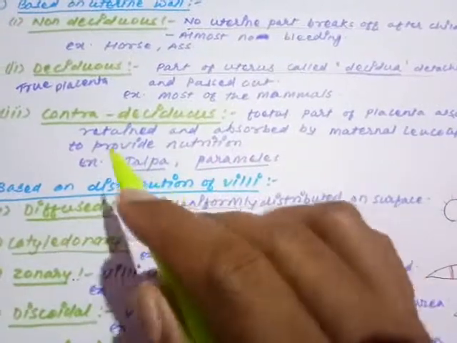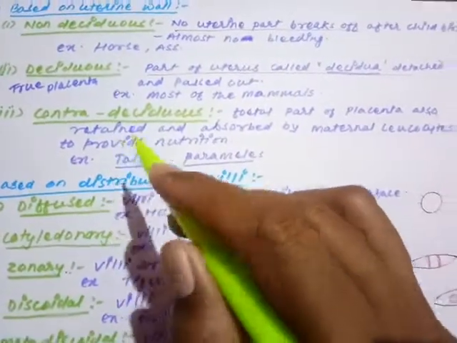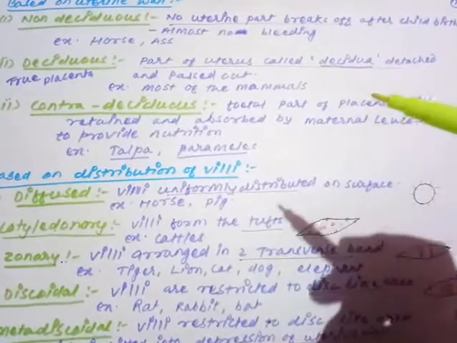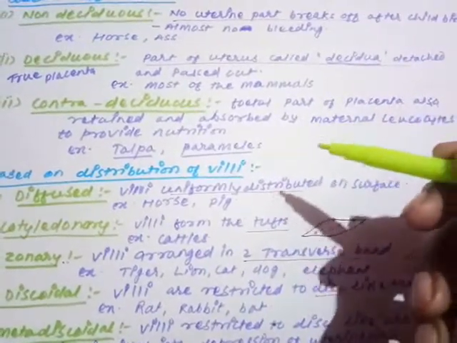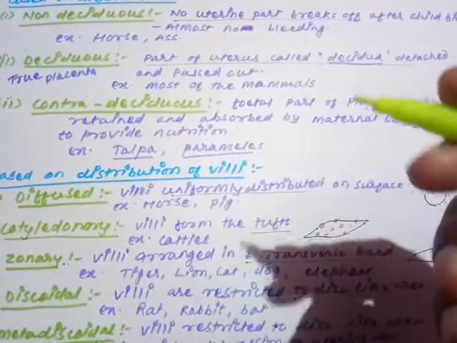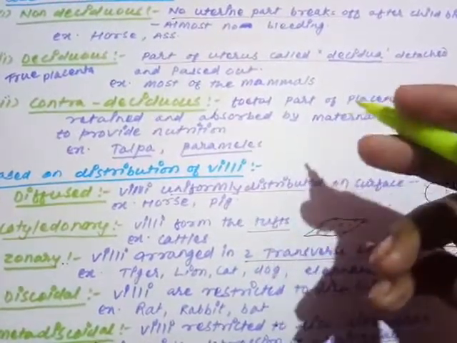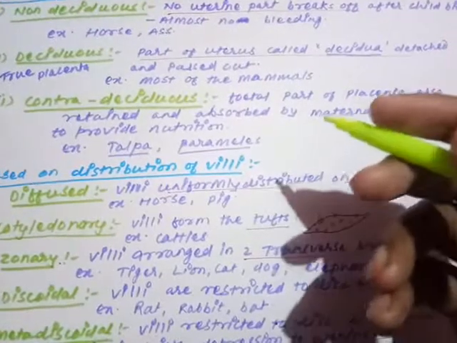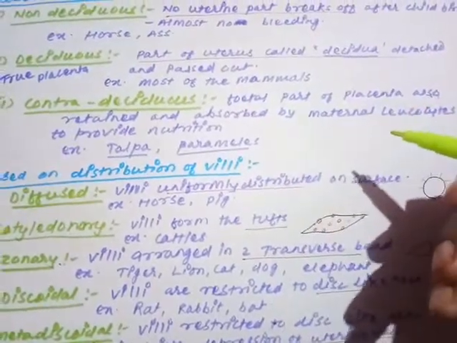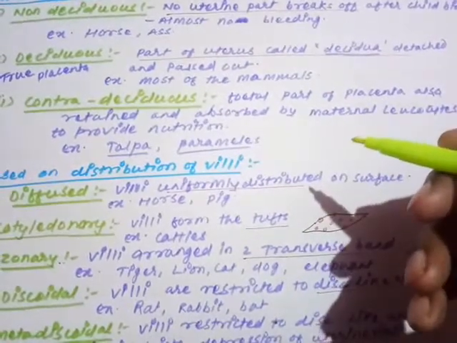Moving on to the next one, the contradeciduate placenta. What happens in the contradeciduate placenta? The fetal part of the placenta is also retained and absorbed by the maternal leukocytes for providing nutrition. Here the fetal part also does not fall off. Maternal part and fetal part, both are absorbed inside the uterine structure only by the maternal leukocytes, so that they could provide additional nutrition.